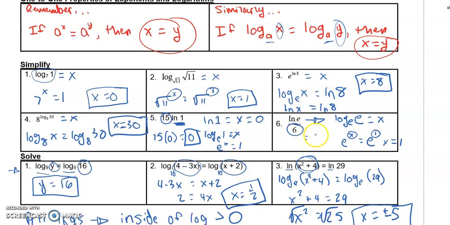So this is really just 1 over 6, right? I'm taking that value of the log and dividing it by 6.